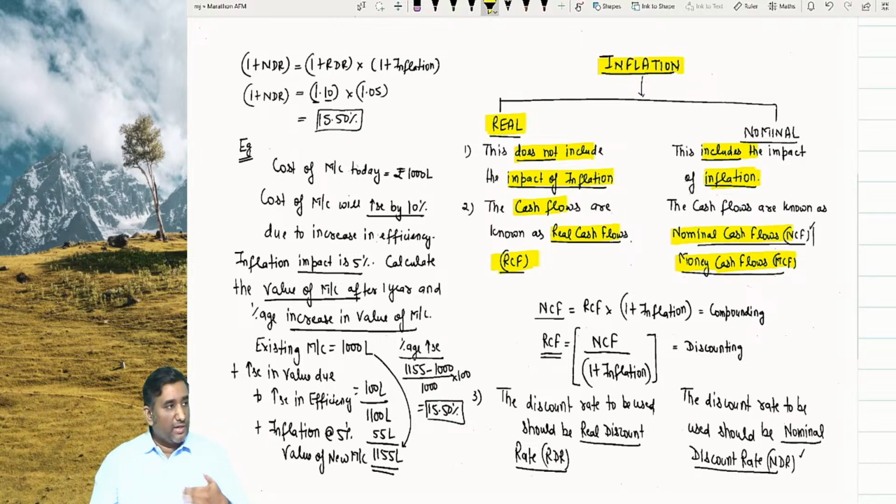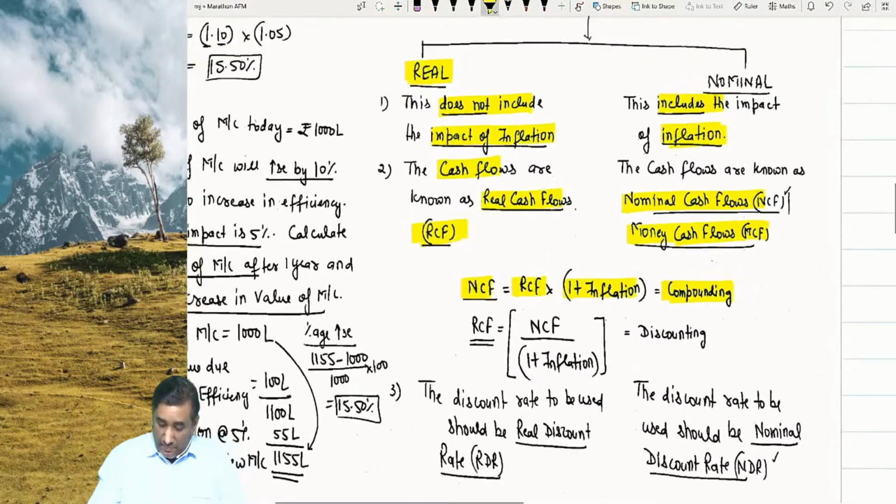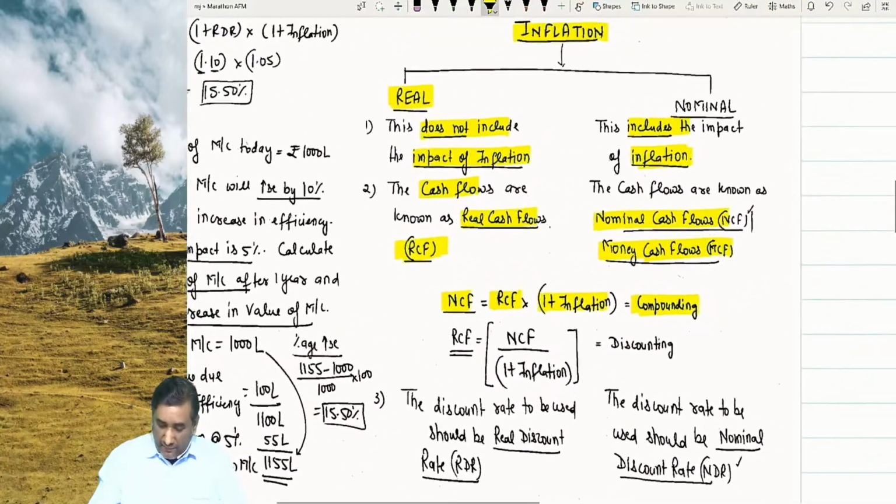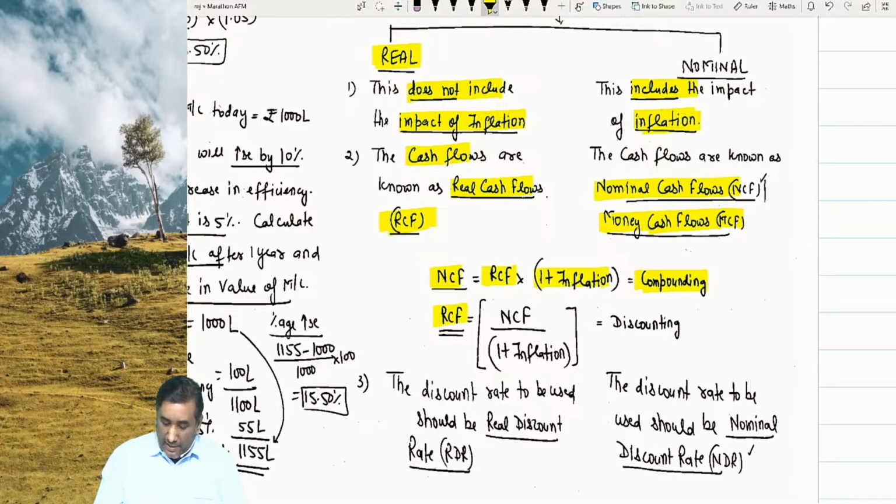Now look at the way of doing it. Nominal means it includes the impact of inflation. That means nominal cash flow is real cash flow into 1 plus inflation. We call that the compounding effect. For real cash flow, it is discounting, meaning we divide. The future value divided by 1 plus r, so it's a discounting effect. That means nominal cash flow is real into 1 plus inflation, compounding. The real would be nominal divided by it.